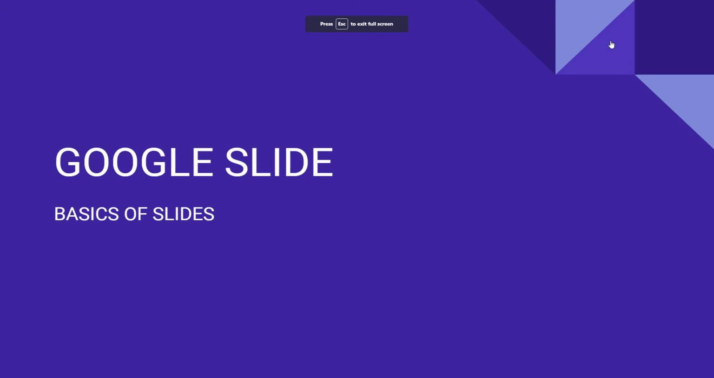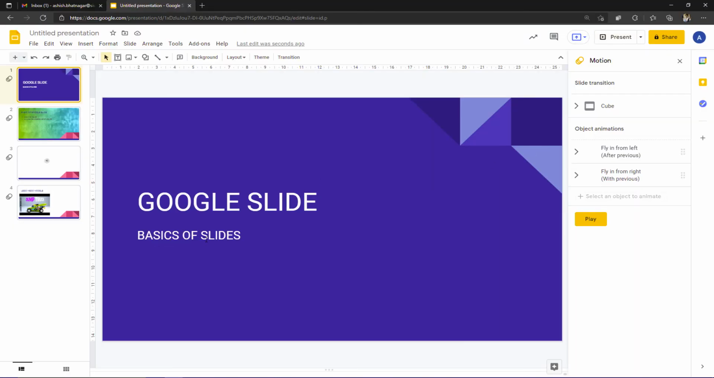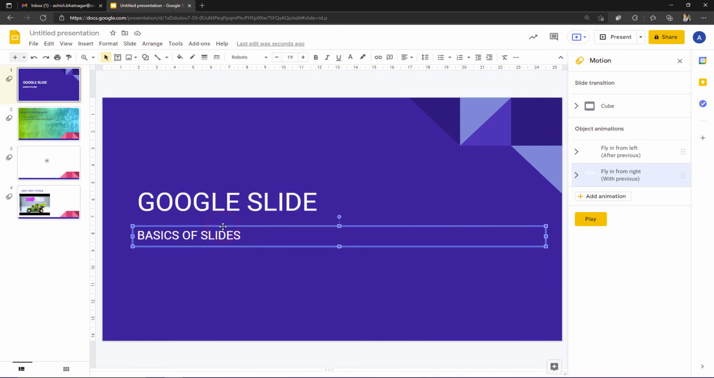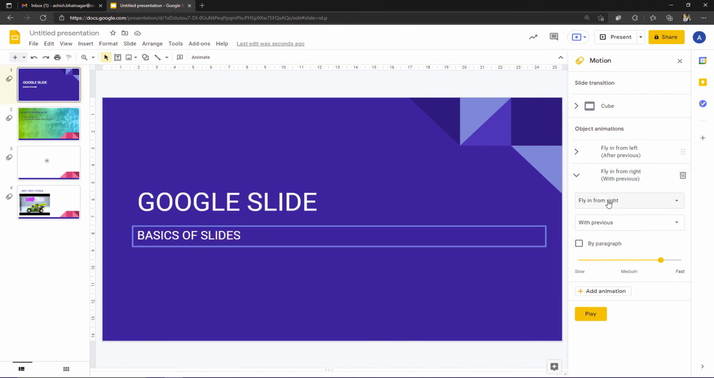And now you can see that both the heading and the subheading are appearing on the screen at the same time. So that is how we can change how these things appear on the screen.